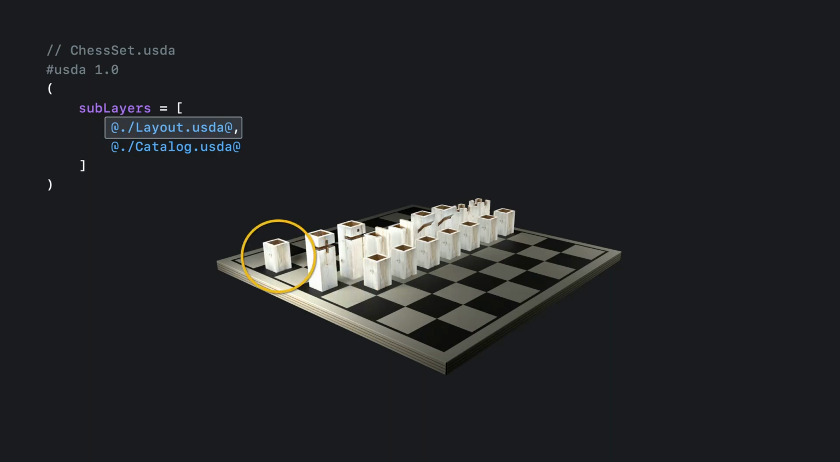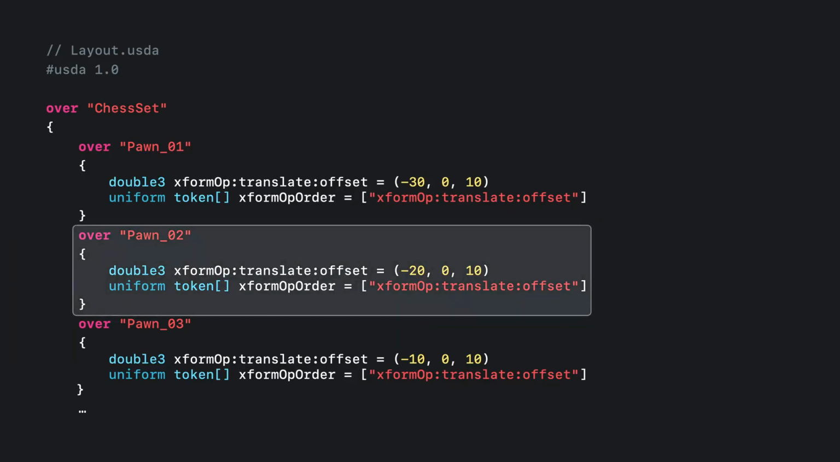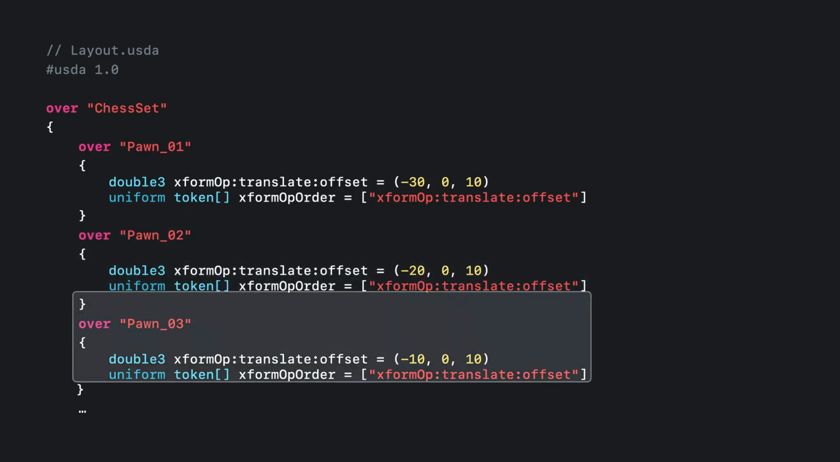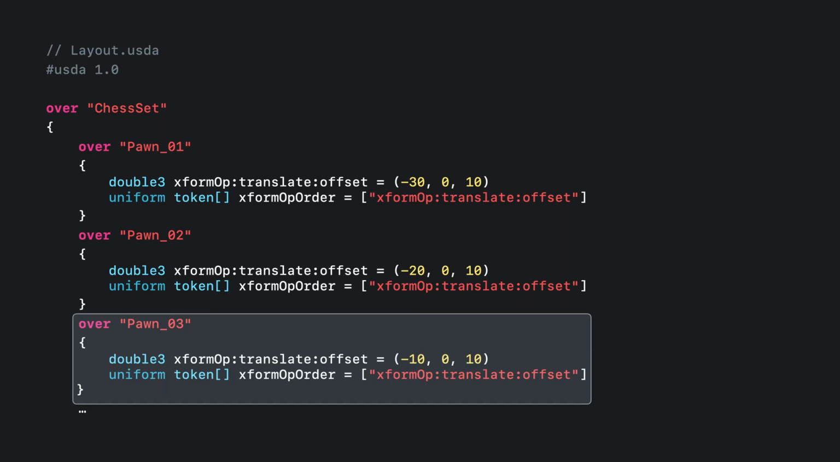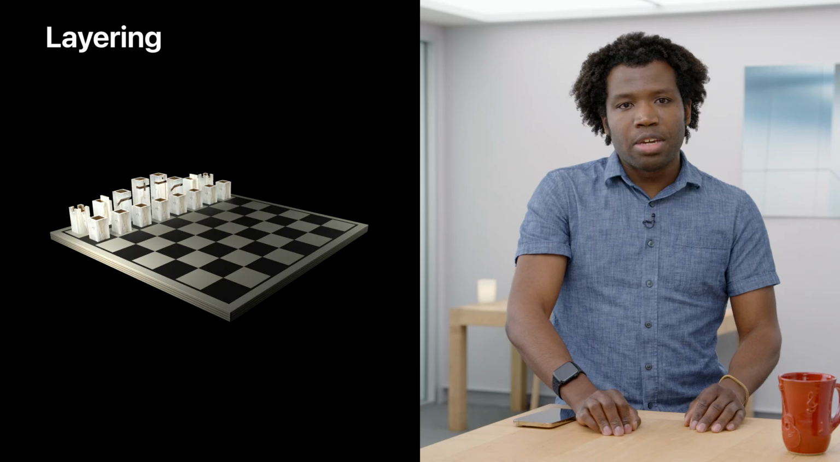Let's do the same for the other pieces and move them to their correct locations. We've positioned our other chess pieces the same way we positioned the pawn. Here's how we did it for pawn 02. And then again for pawn 03, and so on. We finished the changes to the layout layer, and now we have the chess pieces set in their correct location.